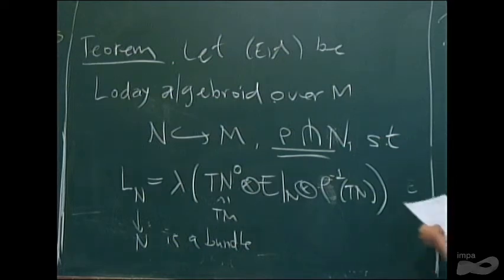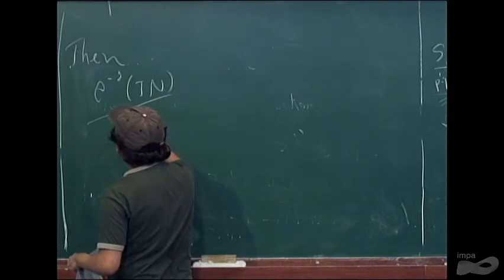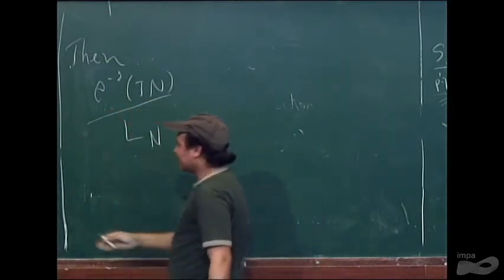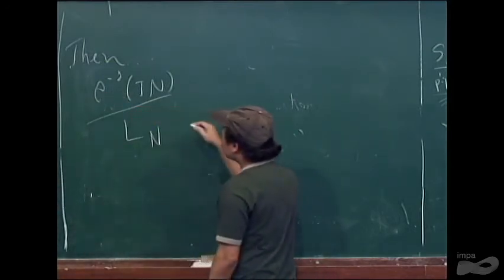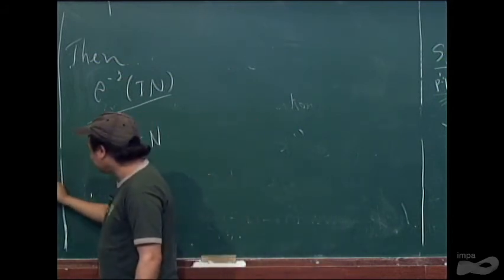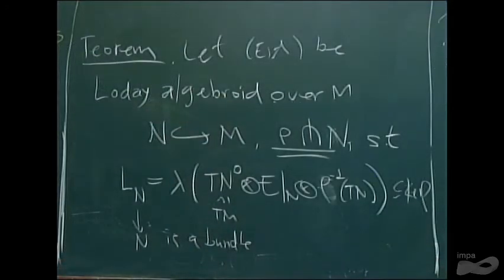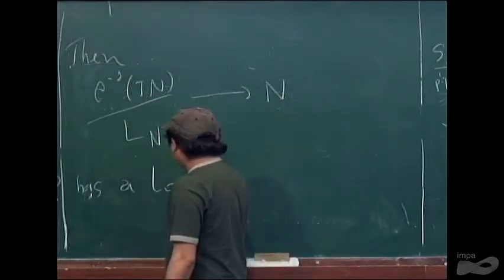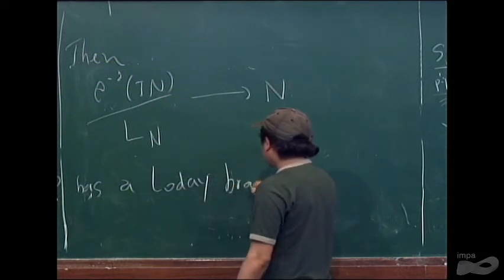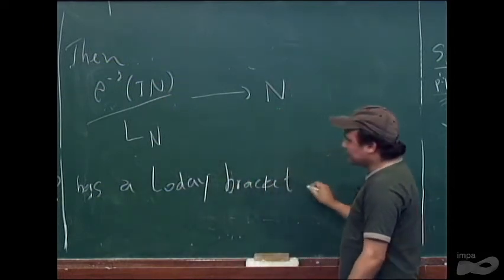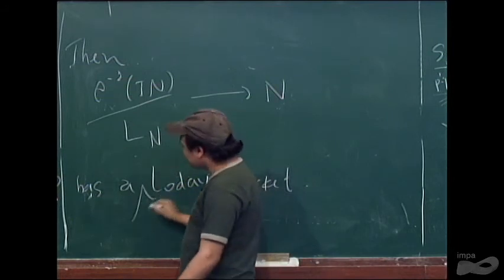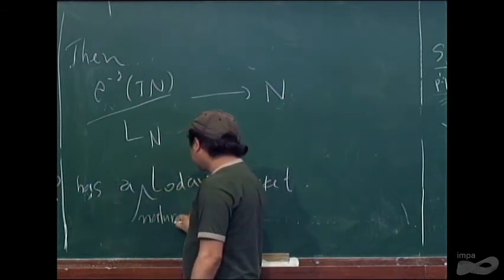Let me see. If you take the inverse image of T of n and you divide by this bundle, it will lie inside this restriction, in the kernel of the anchor restricted to n. Then this bundle has a Courant bracket. Not just any bracket, but the natural one. What's the natural one?